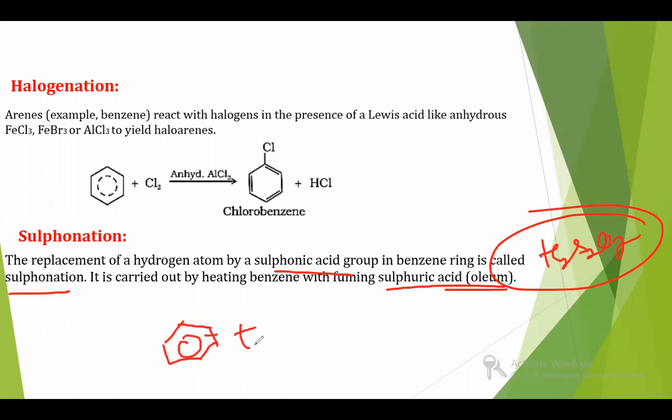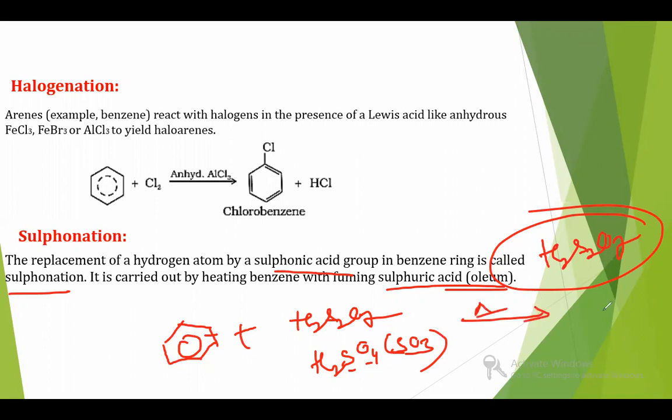So this benzene is treated with concentrated fuming sulfuric acid. Fuming sulfuric acid is H2S2O7. This can be written as H2SO4 and the remaining SO3, so in total seven oxygens, two sulfurs and two hydrogens. H2SO4 and SO3. The SO3 group will attach to benzene.